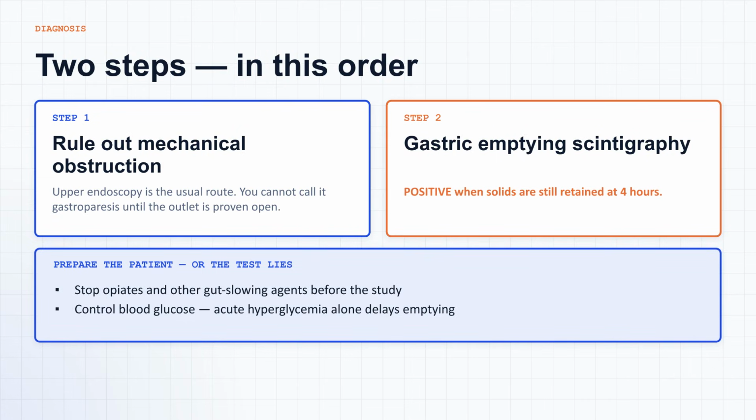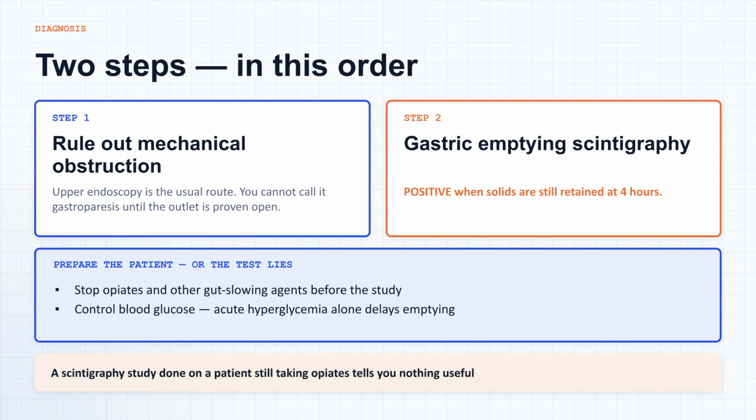Stop opiates and other agents that slow the gut before the test, and get the blood sugar under reasonable control, because acute hyperglycemia by itself delays emptying. A study done on a patient still taking opiates tells you nothing useful. One practical point. The study must run the full 4 hours. A shorter study will miss disease.